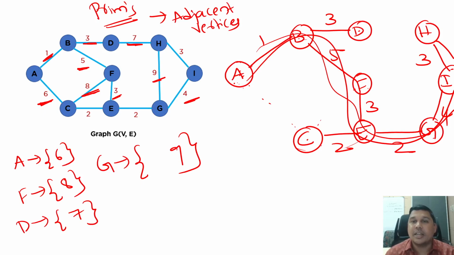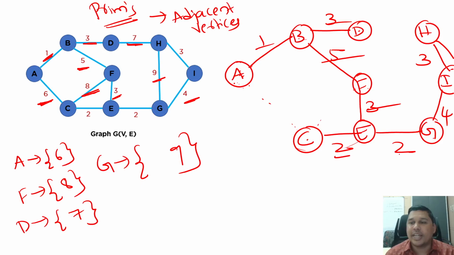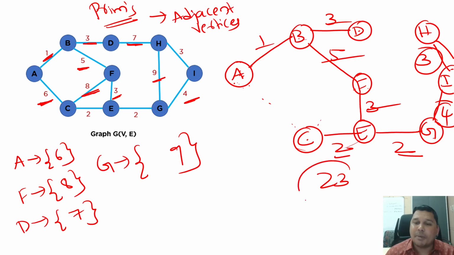Okay, so now what is the minimum cost of this tree? If I just delete this, what is the cost of this tree? See, 1 plus 3, 4 plus 5, 9 plus 3, 12 plus 2, 14 plus 2, 16 plus 4, 20, 23 is the minimum cost of this spanning tree. It is the cost of this minimum spanning tree.